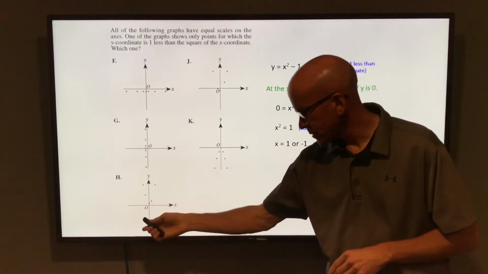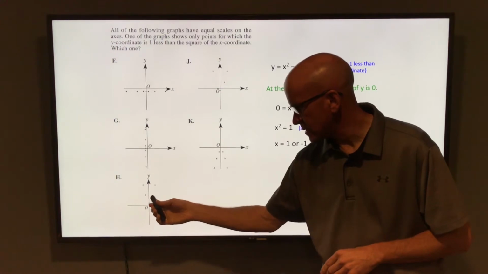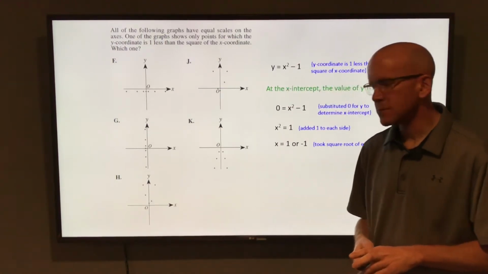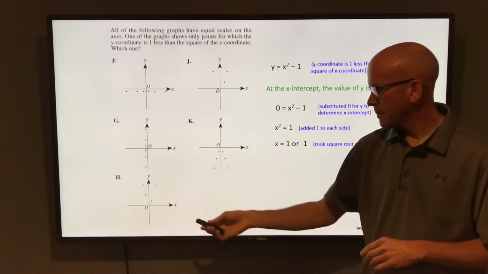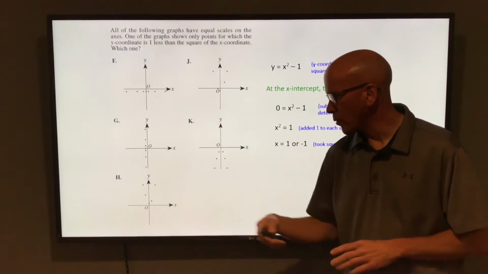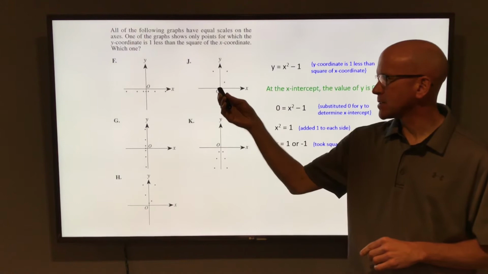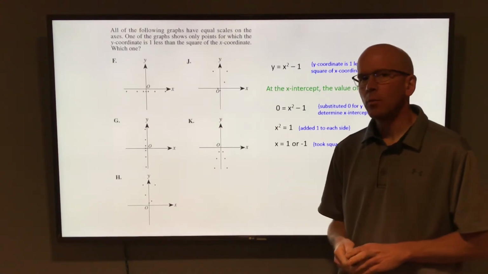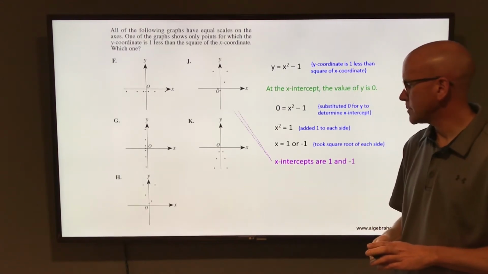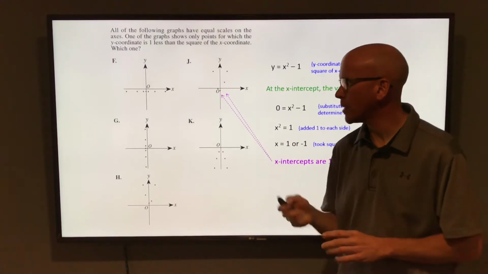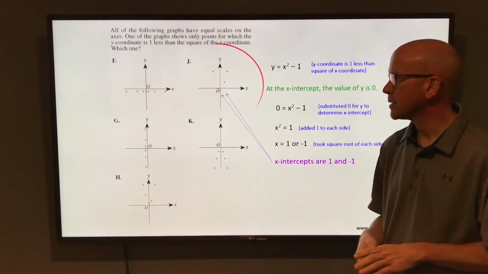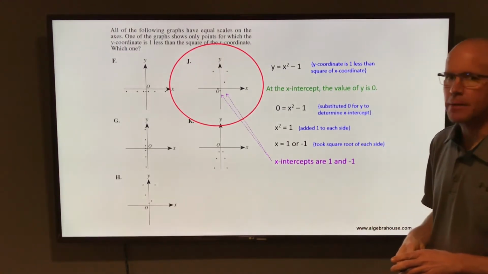If you look closer at this one, it appears there is no x-intercept, so it is not going to be 1 or negative 1. But up here, J, it appears the x-intercepts will be 1 and also -1. So looking for the one with x-intercepts of 1 and -1, a parabola that opens upward, that is letter J.